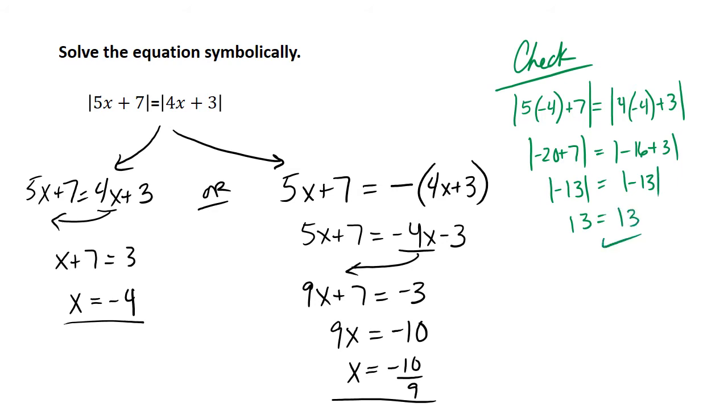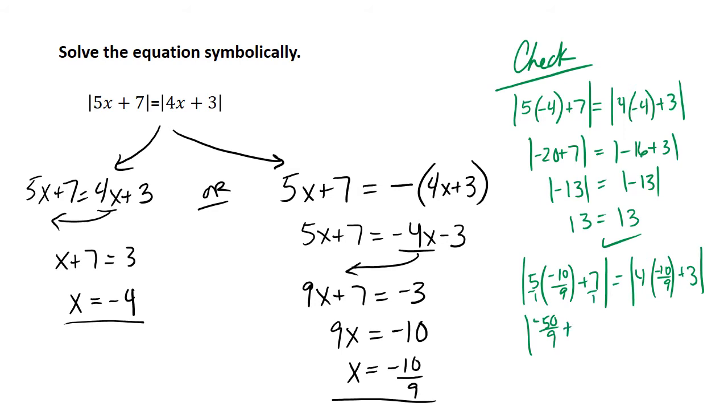That checks. Second check, the absolute value of 5 times -10/9 plus 7 should be equal to the absolute value of 4 times -10/9 plus 3. Let's check this out. So remember, when multiplying fractions, you multiply top and bottom. So -50 over 9. Now to add the 7, we're going to need a common denominator. Currently that's 7 over 1, so the denominator is 1. So we will go ahead and change that denominator to 9. So the 7 is going to become a 63.